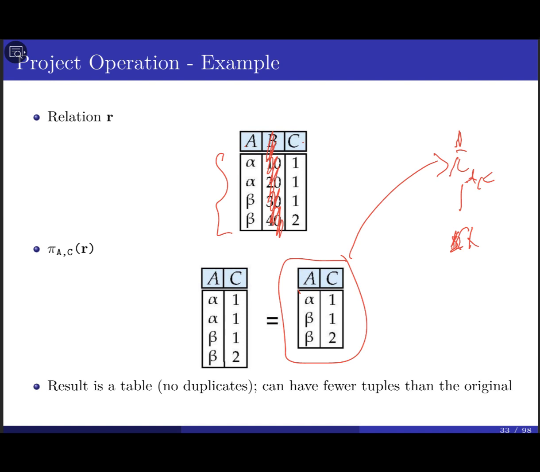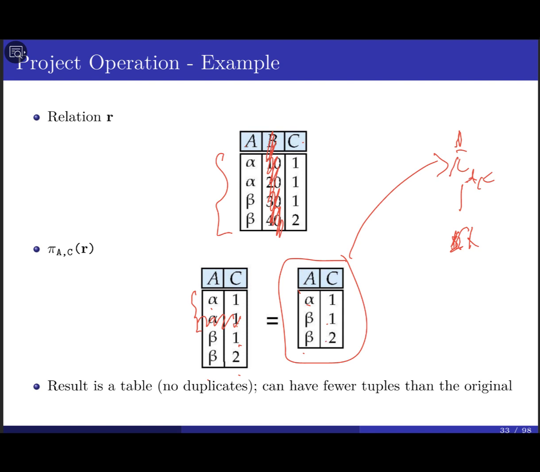Okay, that's one thing. So when you said project A and C, we noticed alpha 1, beta 1, and beta 2, so it looks like we have a duplicate value here. Automatically you have to remove the duplicate value, so we have only alpha 1, beta 1, and beta 2.